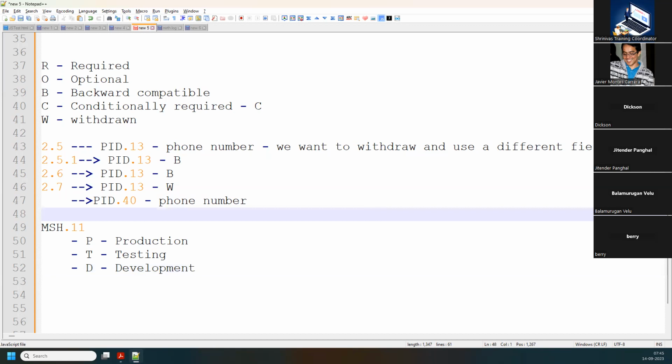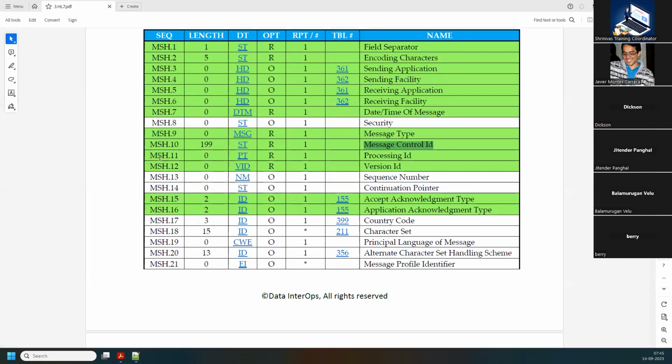Okay, all right, next we have MSH12, which is nothing but the version ID. That will help us determine which version of HL7 you are dealing with. By looking at that, we'll be able to take a call on whether we have to perform some transformations or do anything on the version side.